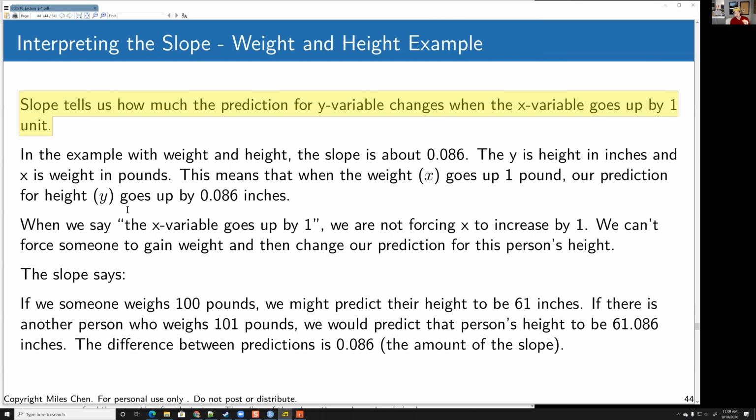And so this means that when weight, the x variable, goes up 1 pound, our prediction for height goes up 0.086 inches. That's what we're saying: it's how much our prediction for y changes when the x variable goes up by 1. So if x goes up 1 pound, our prediction for the height goes up 0.086 inches.